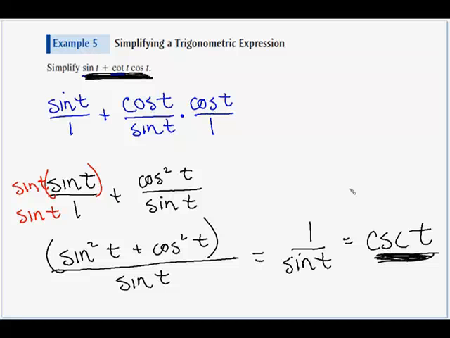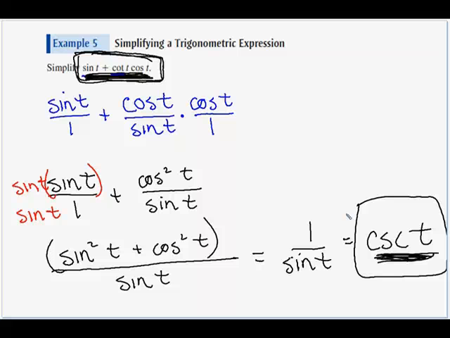This stuff is very useful in calculus. When you're faced with something like this and you want to perform a calculus operation on it, it might be impossible, or nearly impossible, to do the required calculus on this. But if we know these simplification techniques, we can get it down to a simple cosecant of t, and that greatly simplifies the problem.